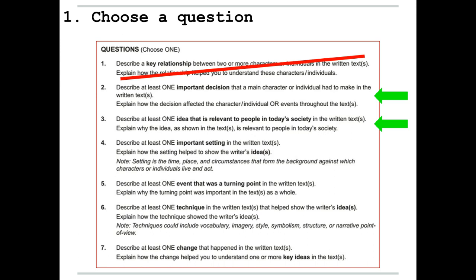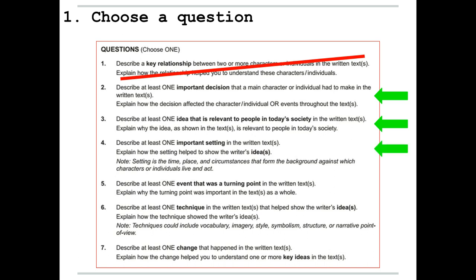Question 4. Describe at least one important setting in the written text. Explain how the setting helped to show the writer's ideas. Please note that setting is time, place, and circumstances that form the background against which characters or individuals live and act. So, is Taris an important setting? Yes, it is. Does it help to communicate Fleur Beale's ideas? Yes, it does.